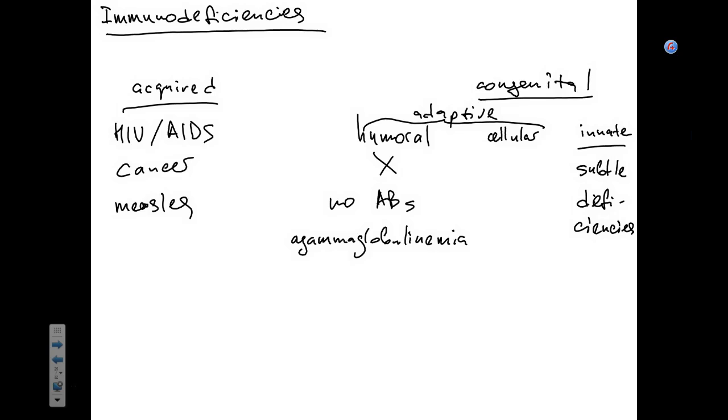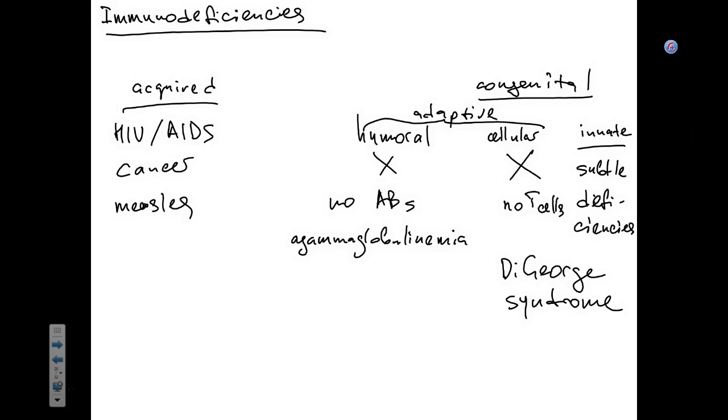Right? Cellular response. No T cells, right? Again, there are various types of severity. The one that I want to mention to you is called DiGeorge syndrome. It's a lack of T cells. Does that make sense? We good?